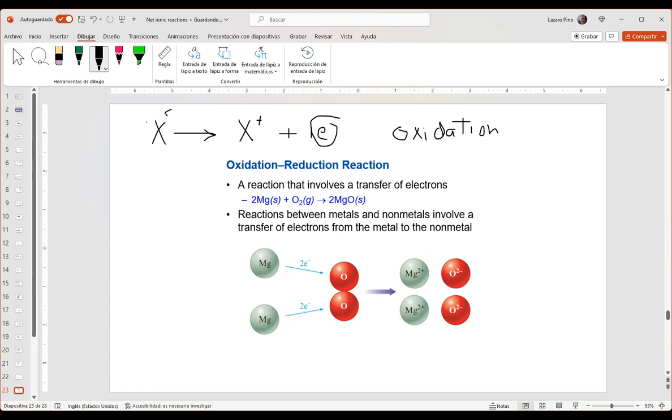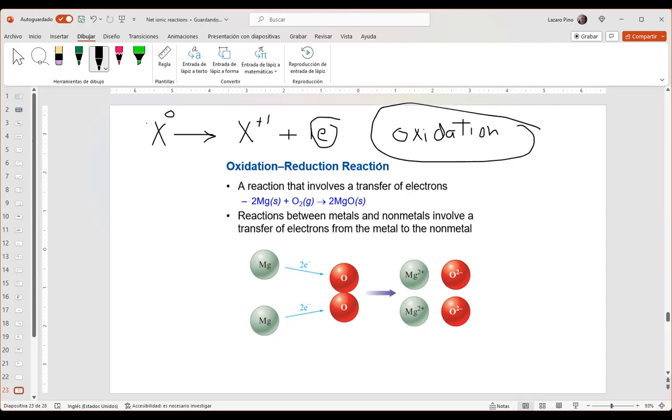And as you can see, the oxidation number of an atom is considered 0, and it goes from 0 to +1. There is an increase in the oxidation number. Then every time there is an increase in the oxidation number of an element and some electrons are lost, we say that we are in front of oxidation.